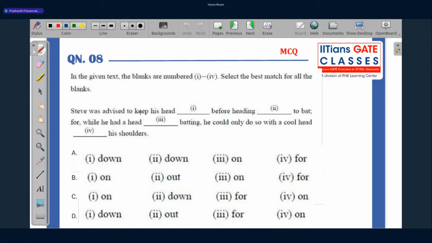So Steve was advised to keep his head on before heading. This is not right. So both these are eliminated. Down, down, down, out. We can try this. Heading down to bat and heading out to bat. Out makes sense. So option D is correct.